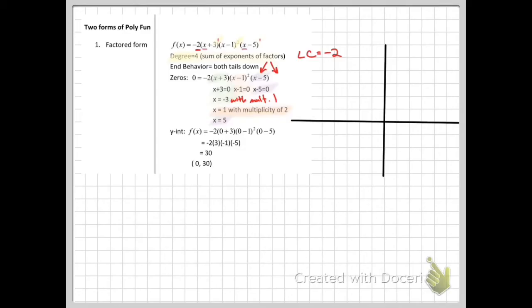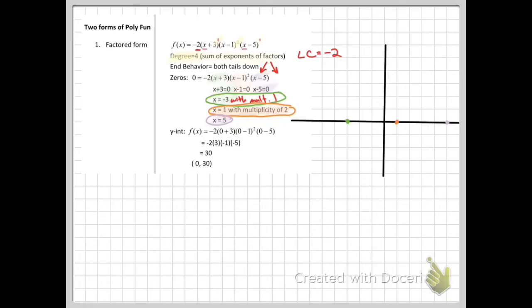So I have a zero or a root over here. I'm doing that one in green, at negative 3. So the x-axis is to scale, so use your graph paper, negative 3. I have another one at 1 on the x-axis, use your grid, and another one at 5. These are my roots or zeros or x-intercepts.